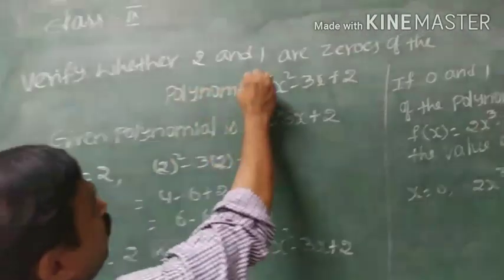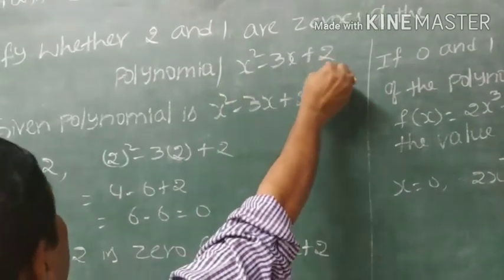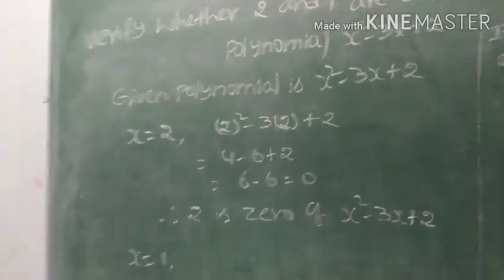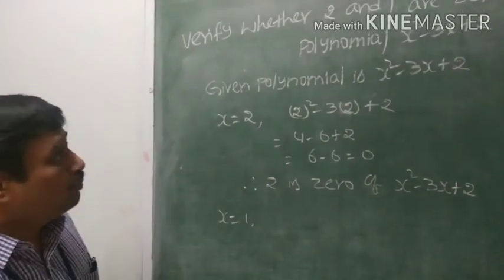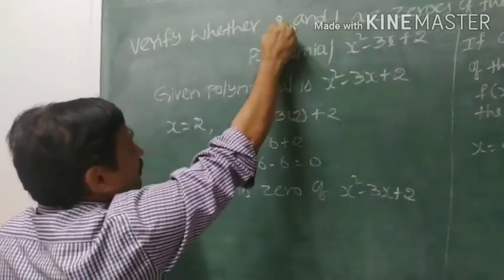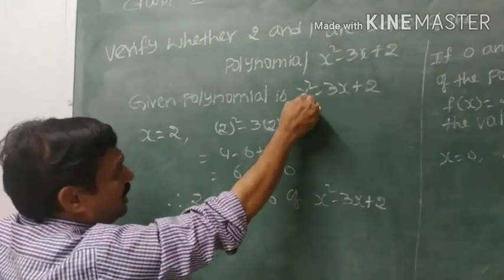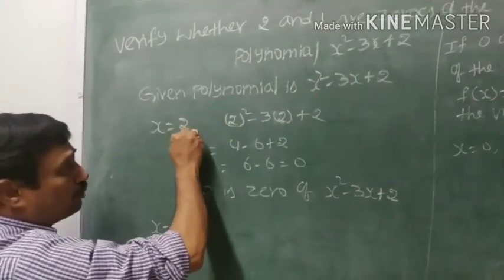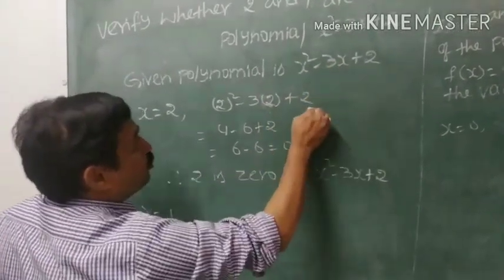Verify whether 2 and 1 are zeros of the polynomial x square minus 3x plus 2. They have given that the polynomial is x square minus 3x plus 2, and they have given 2 and 1. First of all, take 2. When x equal to 2, that means in place of x, we have to substitute the value 2. 2 square minus 3 into 2 plus 2.